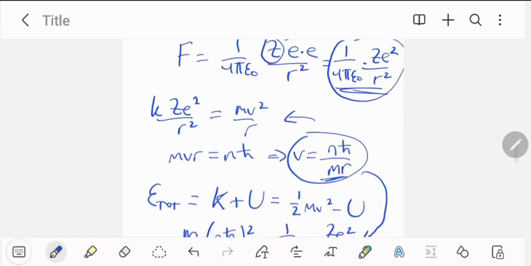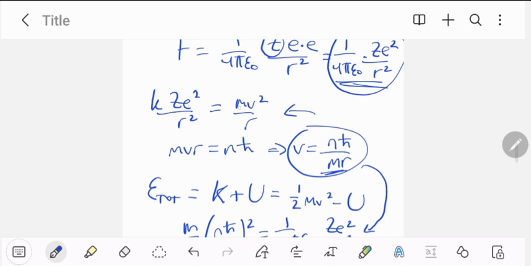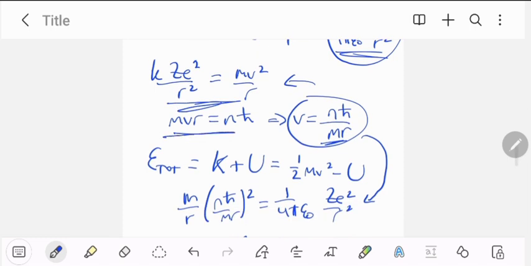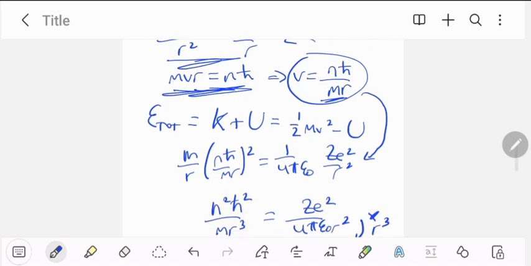You get this here. Then you equate Coulomb's law with the centripetal force, because the electrostatic attraction between the proton and electron is what provides the centripetal force. The electron's able to orbit because of this. Equate these, then you use Bohr's postulate of the quantization of angular momentum, rearrange for V. Then you plug in V into this.